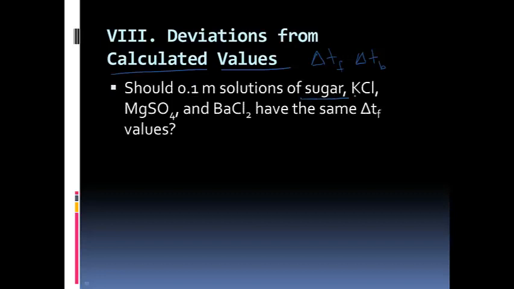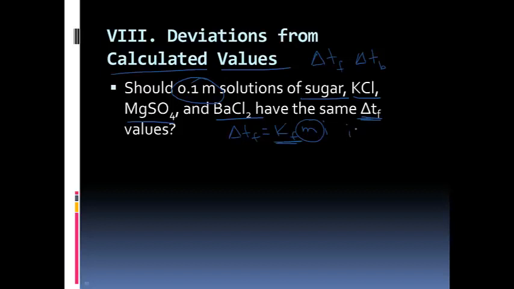One is sugar, one has KCl, one MgSO4, and one barium chloride. Should the delta TF for all three of these solutions, all same concentrations, be the same? Now remember, the formula for delta TF is Kf, the constant, times the molality times I. They're all the same m, and they're all in the same solvent, water, so Kf will be the same. The only difference is going to be I.